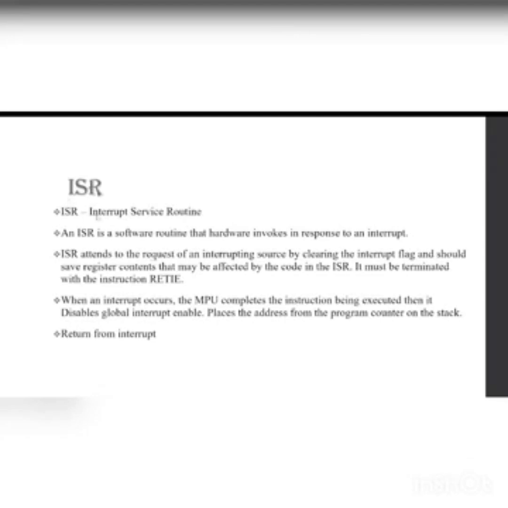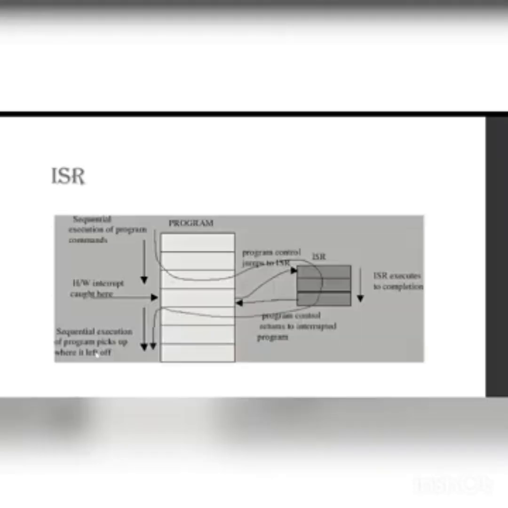Now coming to ISR, the interrupt service routine. An ISR is a software routine that hardware invokes in response to an interrupt. The ISR attends to the request of an interrupting source by clearing the interrupt flags and should save register contents that may be affected by the code in the ISR. It must be terminated with the instruction RETI. When an interrupt occurs, the MPU completes the instruction being executed, then it disables the global interrupt enable, and places the address from the program counter on the stack, returning from the interrupt.